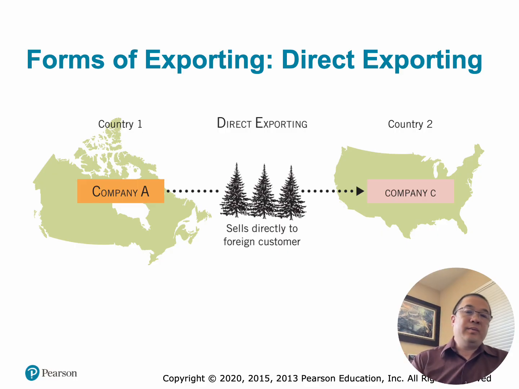So, as an example, suppose a Canadian lumber company wants to sell wood products to the United States. The Canadian company markets directly to U.S. wholesalers. It negotiates prices and contracts itself. It arranges transportation and customs clearance. The U.S. wholesaler purchases directly from the Canadian producer. No domestic export company acts as an intermediary.